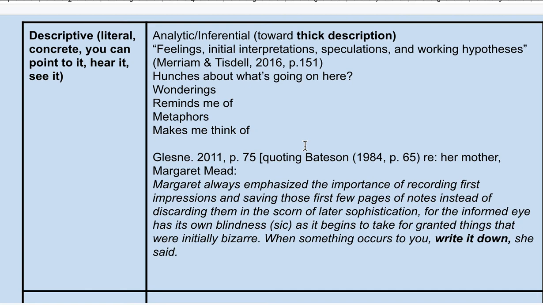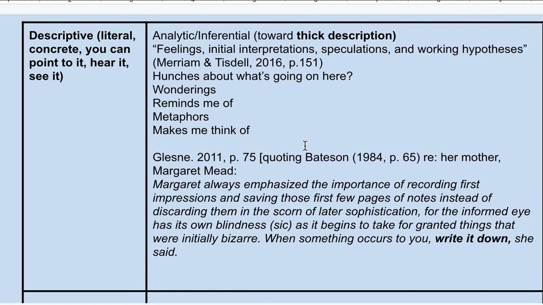And Glesne also quoted Margaret Mead's daughter, saying that Margaret always emphasized the importance of recording first impressions and saving those first few pages of notes instead of discarding them in the scorn of later sophistication. For the informed eye has its own blindness, as it begins to take for granted things that were initially bizarre. When something occurs to you, write it down, she said.